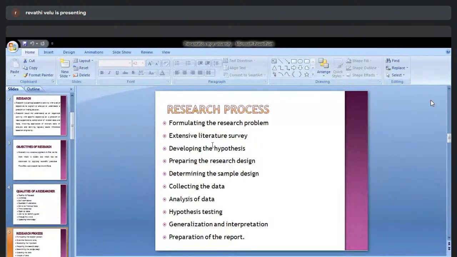First one, research problem. Second one is review of literature. Third one is developing the hypothesis. Fourth one is preparing the research design. Next one is sample design. Then how the collection of data is going to be done. How the collected data is going to be analyzed with the techniques and tools, and how the hypothesis testing is to be made, and how with the analyzed data you're going to give your interpretation, and last one is preparation of your report, preparation of your article.